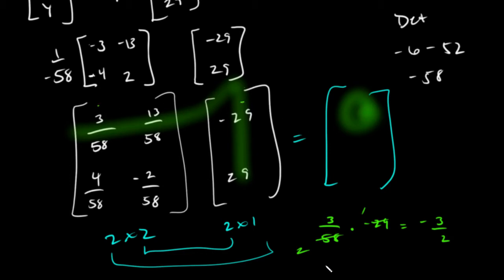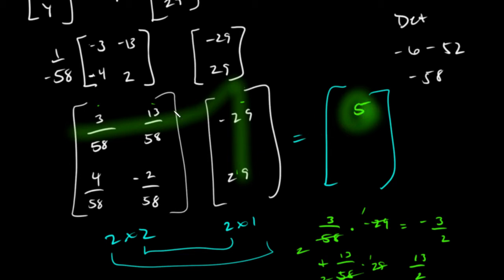And you're going to add this times this, which is going to be 13 over 58 times 29. This will reduce to 2 and 1. And then you will have 13 halves. And negative 3 halves plus 13 halves is 10 halves, which is 5. So that entry is 5.